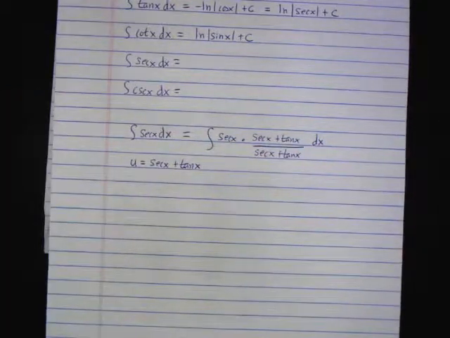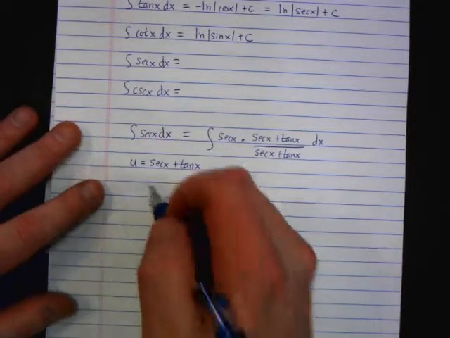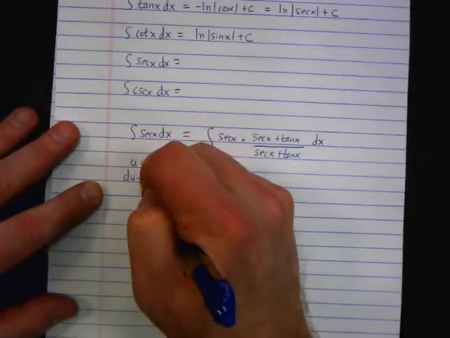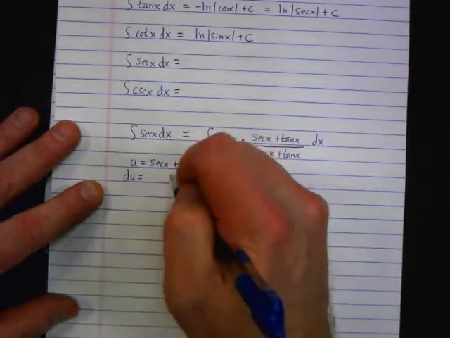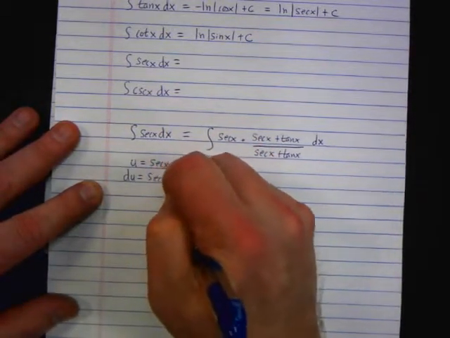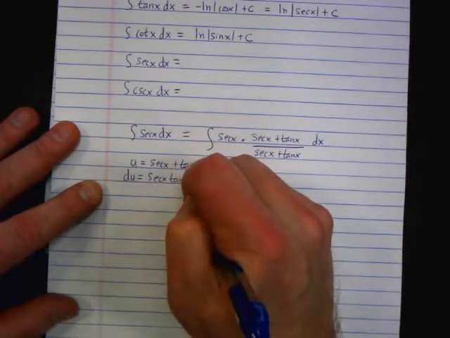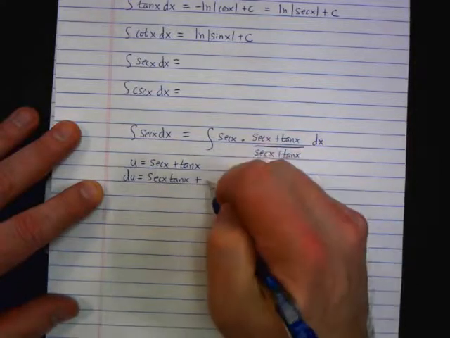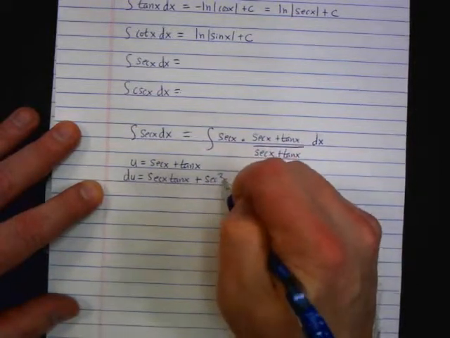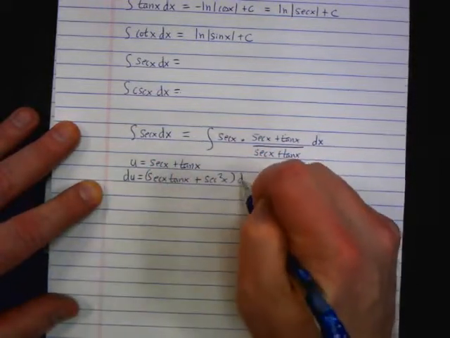Then I'm going to let u be that new bottom that I just made up. U is secant x plus tangent x. And then look what happens. du is, what's the derivative of secant? Secant tangent, so that's secant x tangent x plus, what's the derivative of tangent? Secant squared x dx.